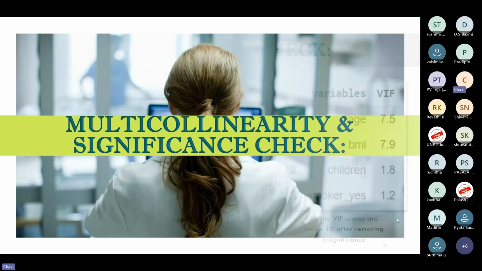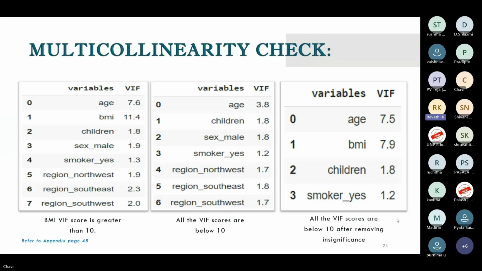Multicollinearity. In the first table, we include all the variables and we observe that BMI has a VIF score of more than 10. In the second table, we remove the BMI, which has more than 10, and we observe that the VIFs are all less than 10. In the third table, we remove the insignificant variables and we observe that the VIFs are less than 10.